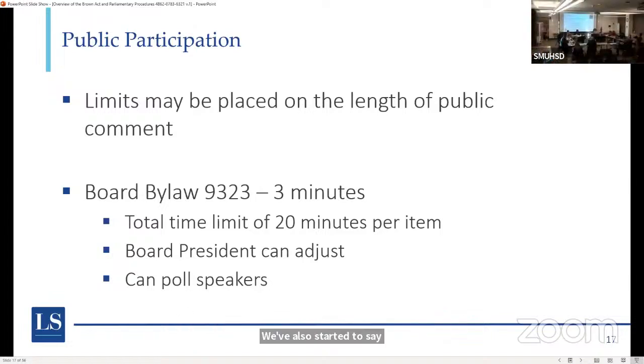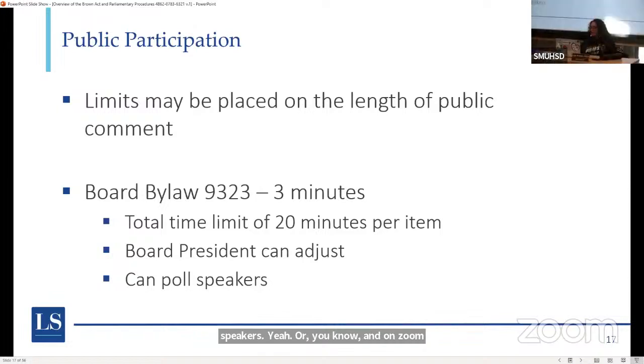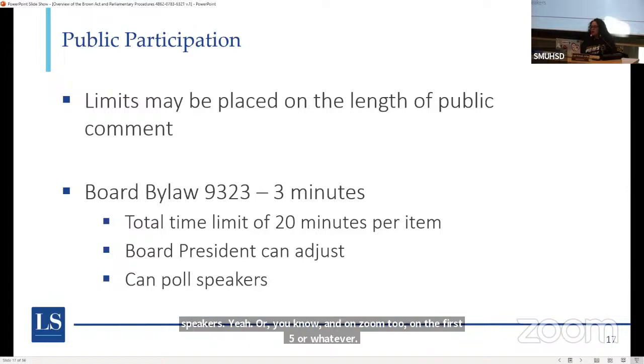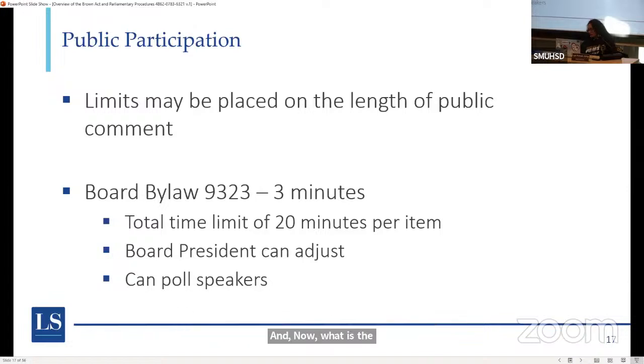Yeah. Or, and on Zoom too, the first 5 or whatever. And now, what is the minimum amount of time that we can allow people? Because I've said, okay, there's 30 speakers and there's like 5 minutes, you get a minute each or whatever. But is there a minimum? It's within your discretion. I've seen 30 seconds.